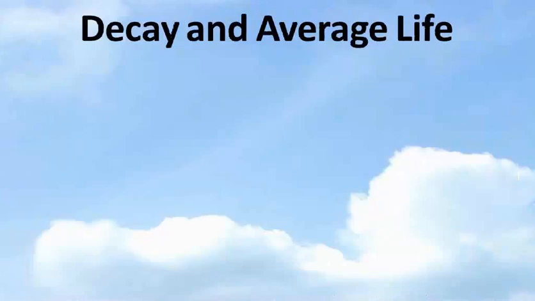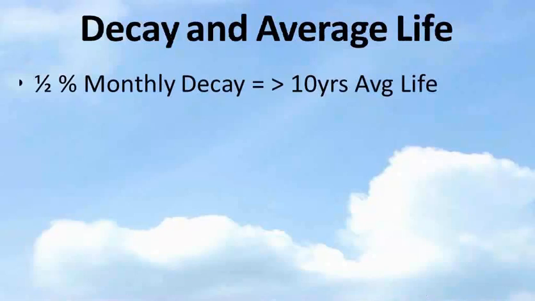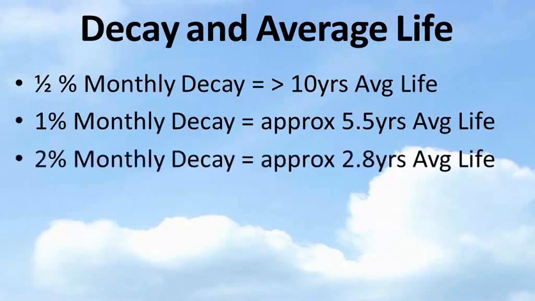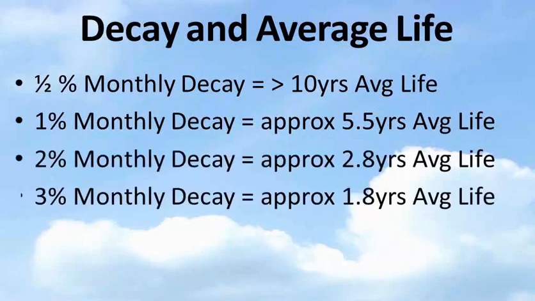3% drops quickly, what we really want to know is average life. So here's how we would equate one to the other. The 0.5% monthly, it's somewhere just a little over 10 years average life. 1% is about 5.5. 2% is about 2.8. And the 3% is a little less than 2 years.